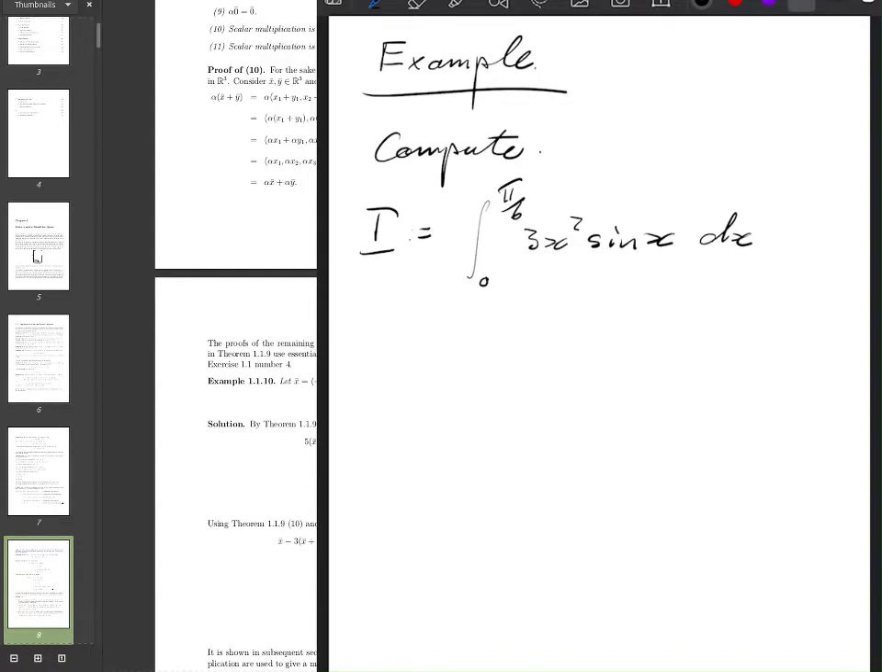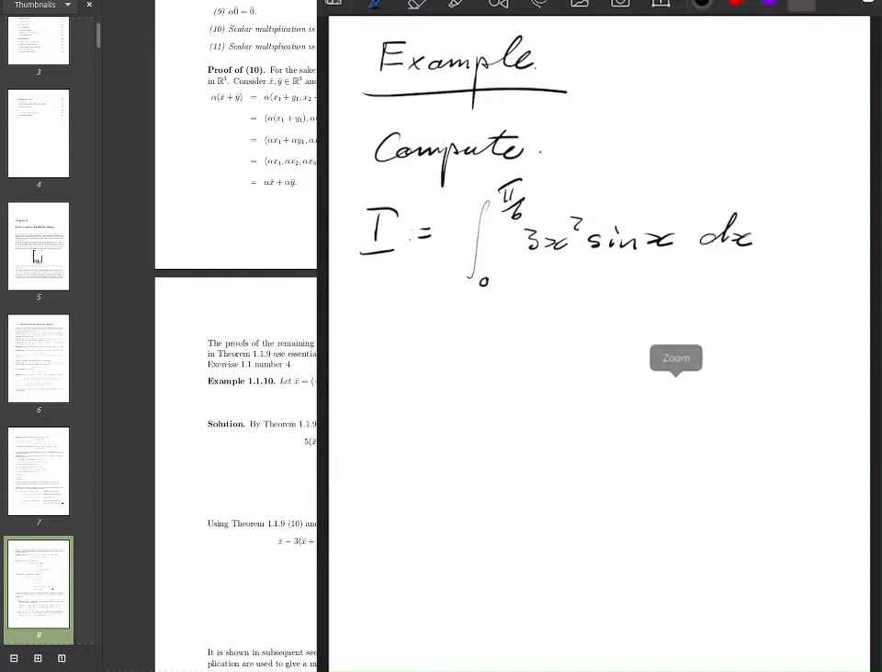Let's take a look at this example. So we want to compute this integral, and we see that it is the product of two functions. Let us use our tool, integration by parts, again to compute this integral.